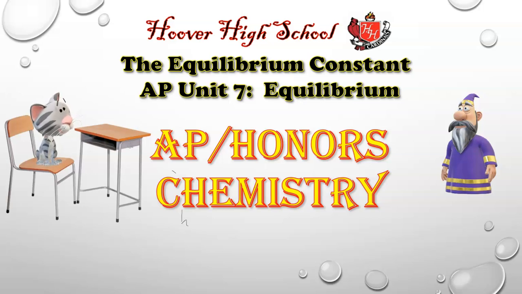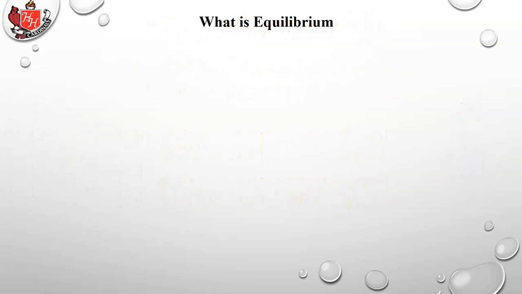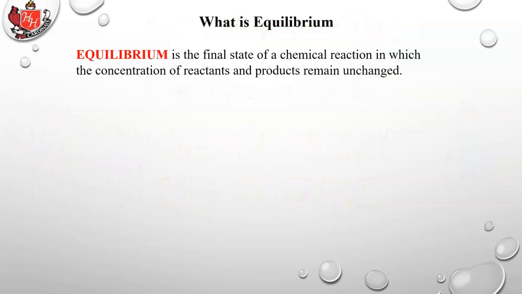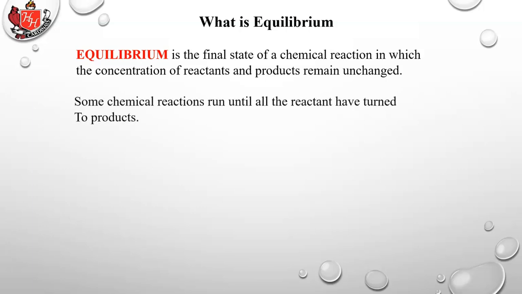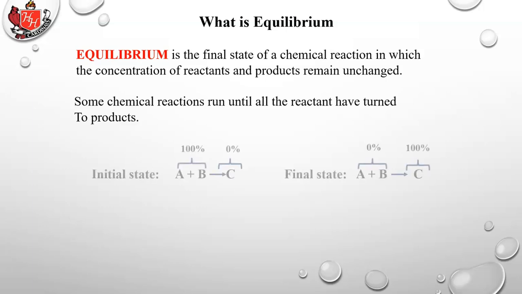Hey Chemistry, we are on to a new unit, and this one deals with the subject of equilibrium. So equilibrium is the final state of a chemical reaction in which the concentration of reactants and products remains unchanged. Some chemical reactions run until all the reactant has turned to products.